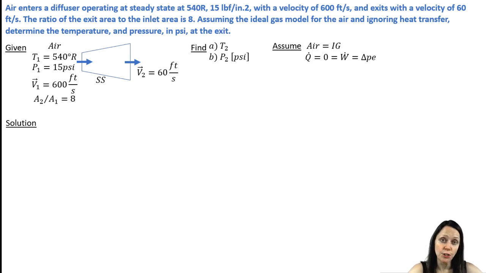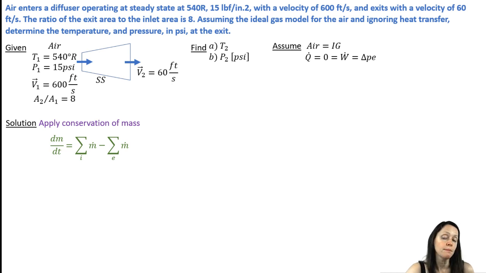So the first thing that I need to do is apply my conservation of mass because I've got an open system and I need to relate those mass flow rates. So dm/dt equals the sum of the m dots going in minus the sum of the m dots going out. And because it's operating at steady state, the dm/dt goes away and I've got m dot 1 is equal to m dot 2.